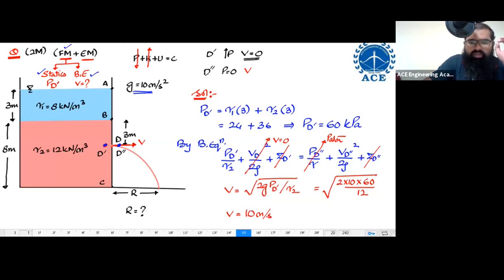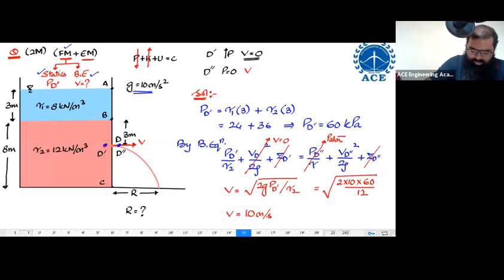Now let us look at how you find the value of R. People are saying that it is projectile motion. Correct, it is projectile motion, but it is half of projectile motion. So I'll go by the basic law, without projectile motion only.